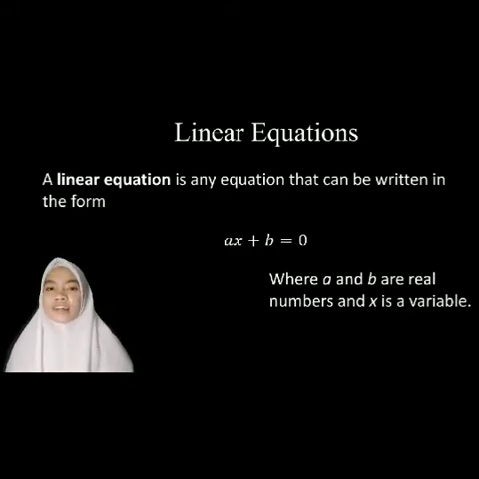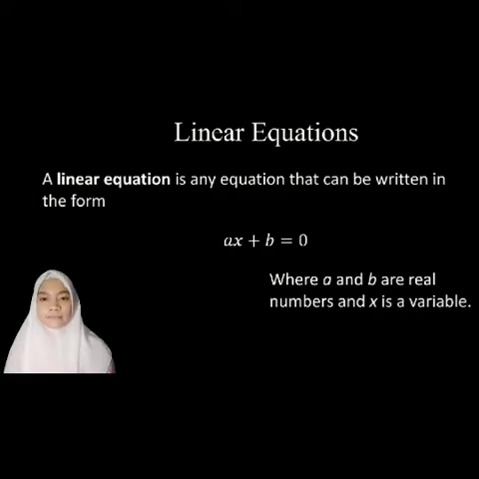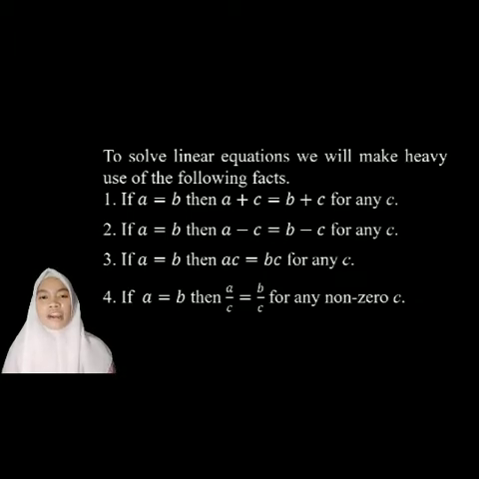Note that most linear equations will not start off in this form. Also, the variable might or might not be an x, so don't get locked into always saying an x there. To solve linear equations, we will make heavy use of the following facts. 1. If a = b, then a + c = b + c for any c.